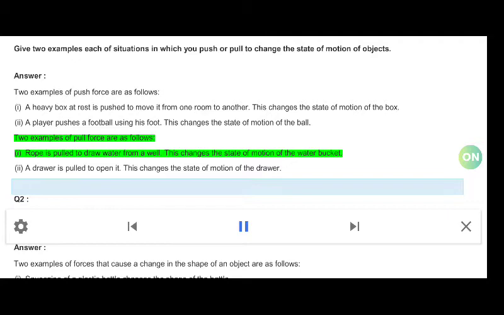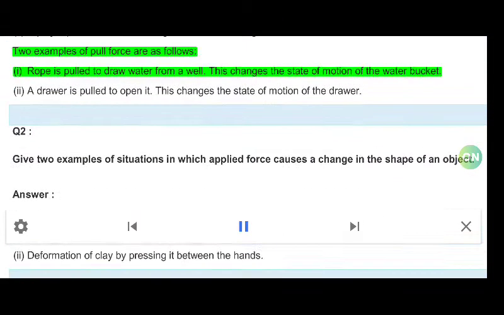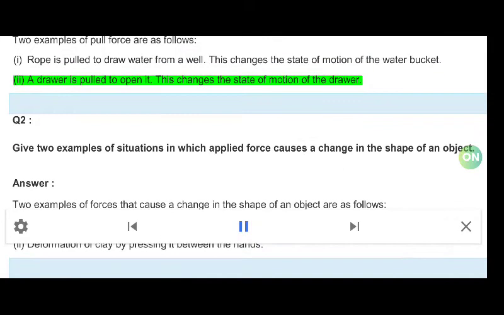2 examples of pull force are as follows. I. Rope is pulled to draw water from a well. This changes the state of motion of the water bucket. II. A drawer is pulled to open it. This changes the state of motion of the drawer.